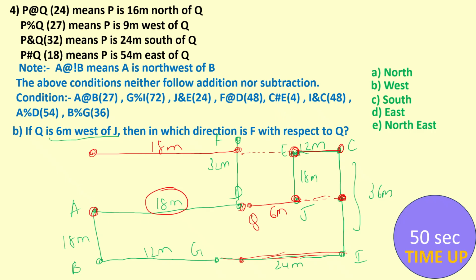Then what they have said, then in which direction is F with respect to D? So here should be Q. In D place only Q will come because 6 plus 12. Like that, it will be like fully, it will be how much? So 6 meter it will be. So Q if it is here, then in which direction is F with respect to Q? So if you see with respect to Q, F is in the north direction, correct? So answer is A, that is north.